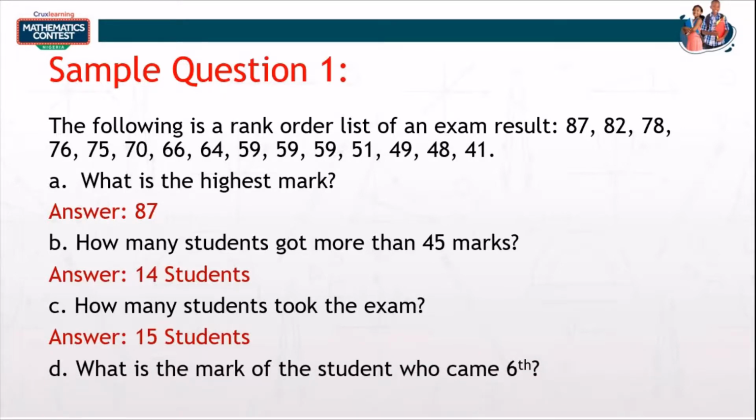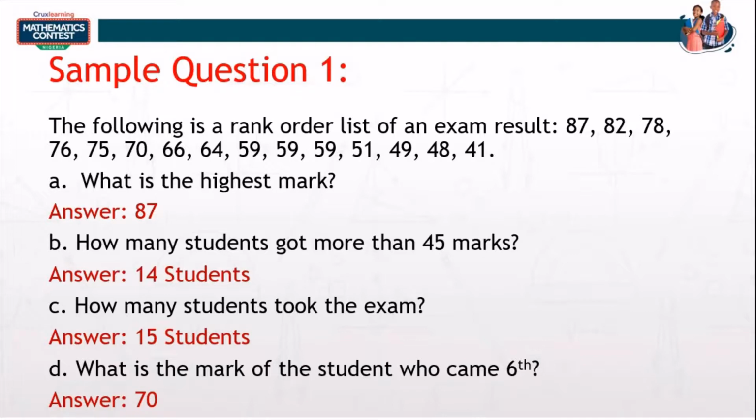Next is, what is the mark of the student who came sixth? So let's go. This is the first position, second position, third position, fourth position, fifth position, sixth is 70. So that's how to answer questions with this collected information data. Okay, good. So your collected data, like we said before, is for you to solve problems.